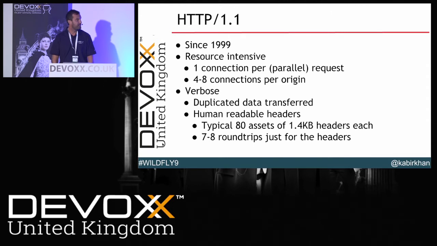So the main problem is that it's resource intensive. One connection can only handle one request response at one time. And if you have lots of stuff on your web page, you'll need lots of connections to get everything down in order to reduce page load time. It's also verbose. The headers are human readable, and they're sent backwards and forward with every request, uncompressed. And this also means you have a lot of duplicate data being sent back and forth as well.